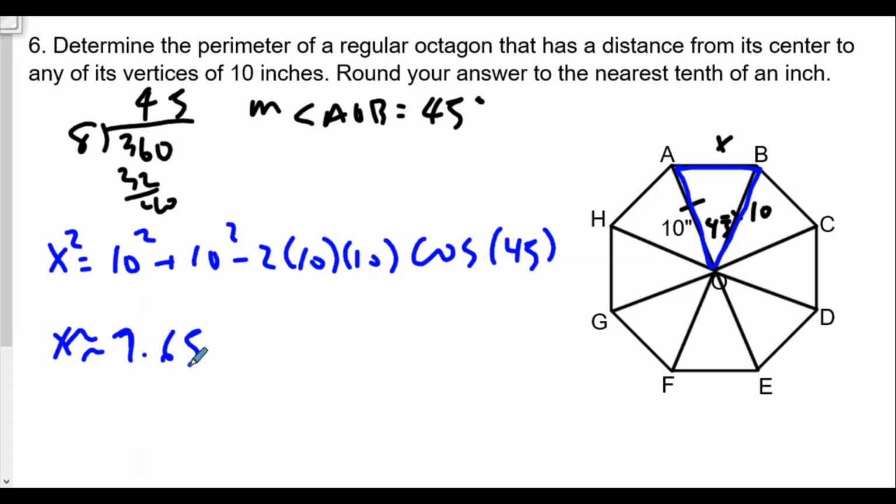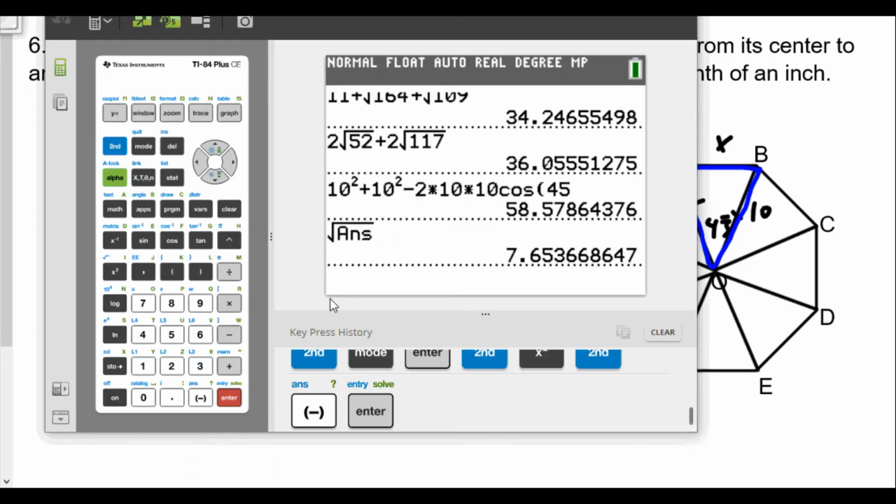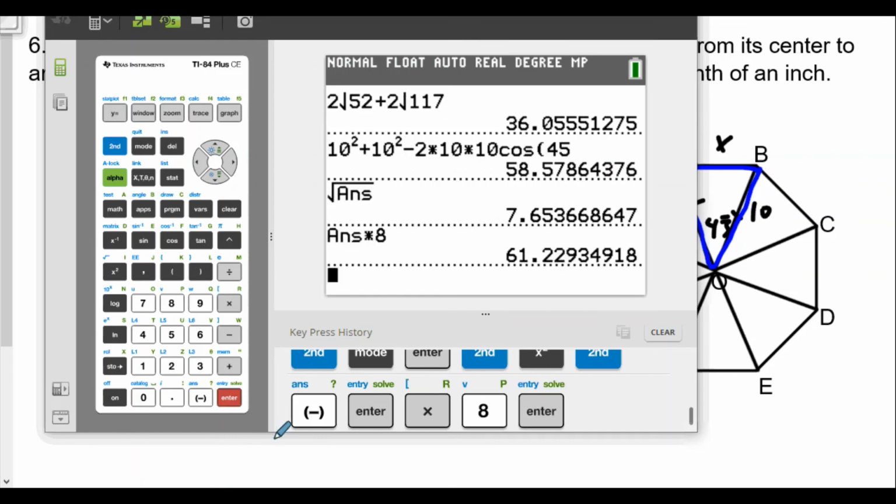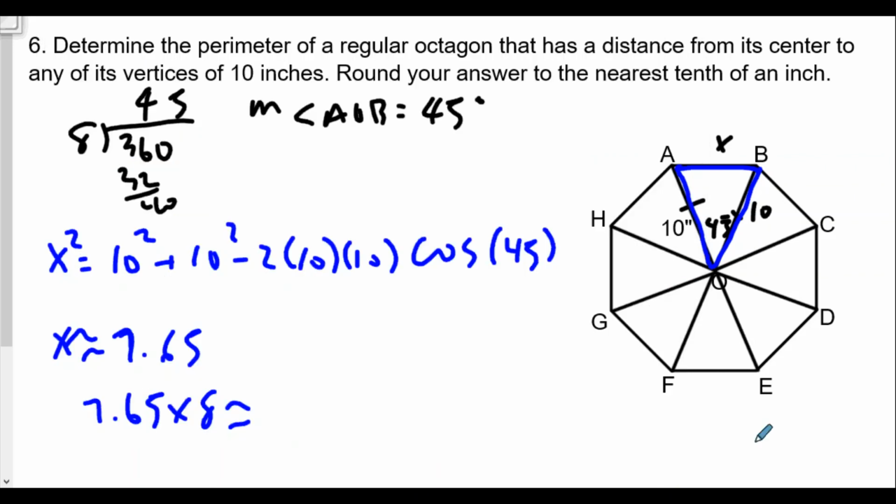So now we need 8 of this. So 7.65 times 8. Or what we're going to do is take our calculator entry from before, and multiply that by 8. So times 8. And we get 61.229. All right. So in this case, 61.2. So approximately 61.2. We'll round off to the nearest tenth of an inch, and so that'll be inches.